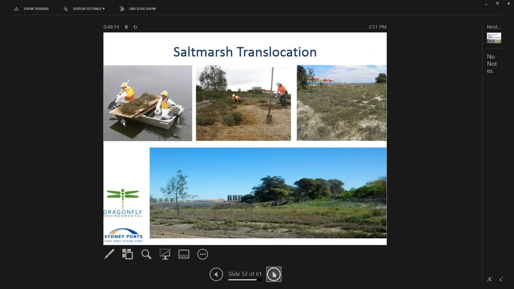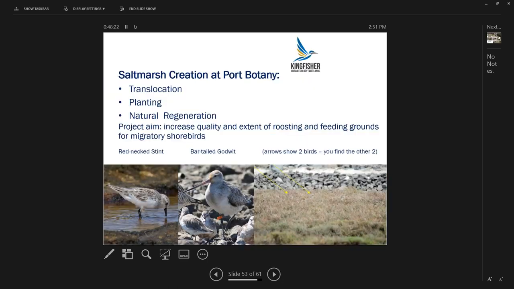But you can translocate, you know, pick up and move salt marsh. If you've got the levels right, it will work. And that's the key message I wanted to get from this one. And then we do have the habitat for our migratory birds still. So this is all constructed salt marsh and some little birds.